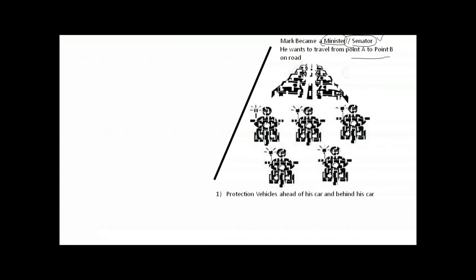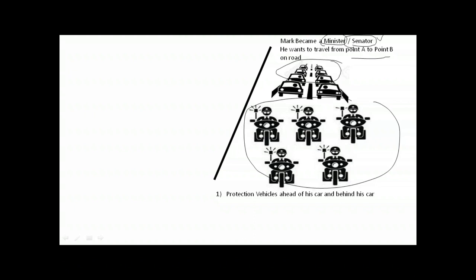So he's traveling from point A to point B. If a normal person like you and me is going from point A to point B, there's not much protocol: you get into the car and you drive. But Mark, who is a senator, traveling from point A to point B is a different story altogether. There will be some protection vehicles which travel in front of him and behind him. Usually you call them a convoy or something like that.